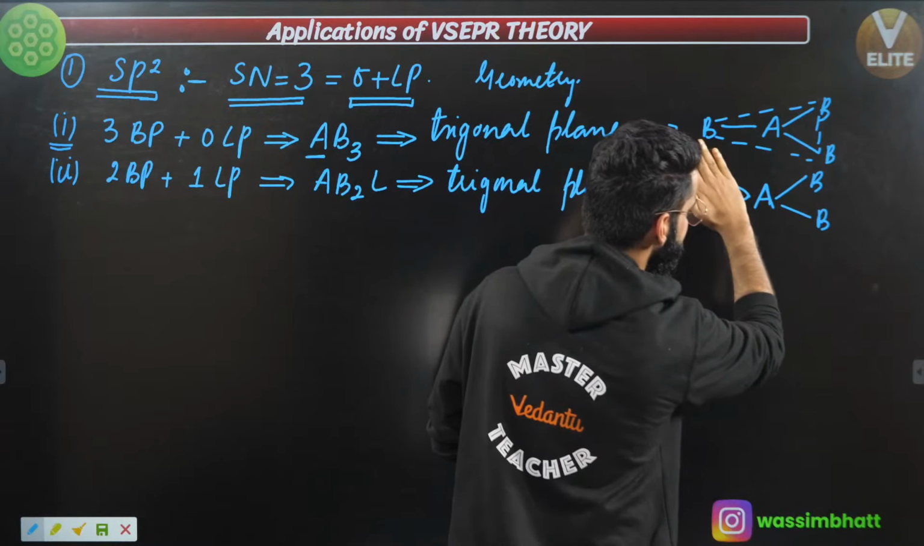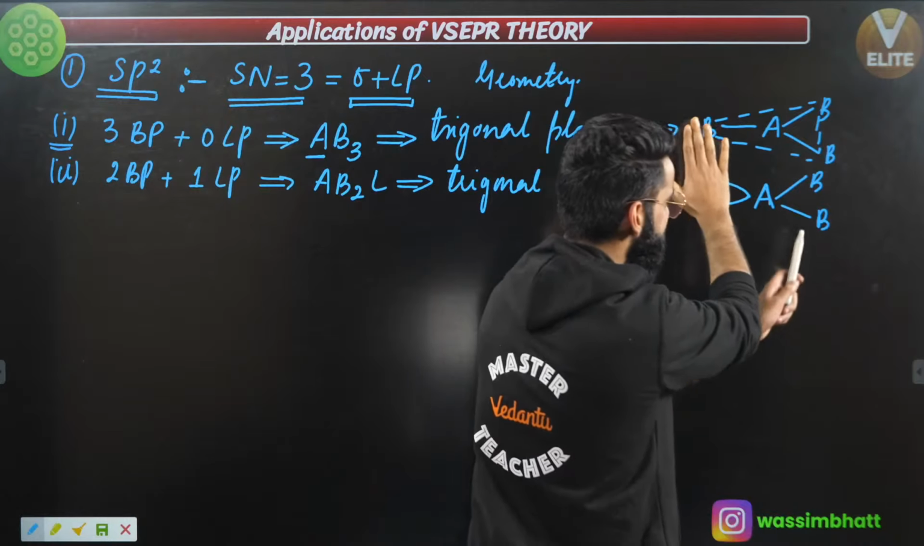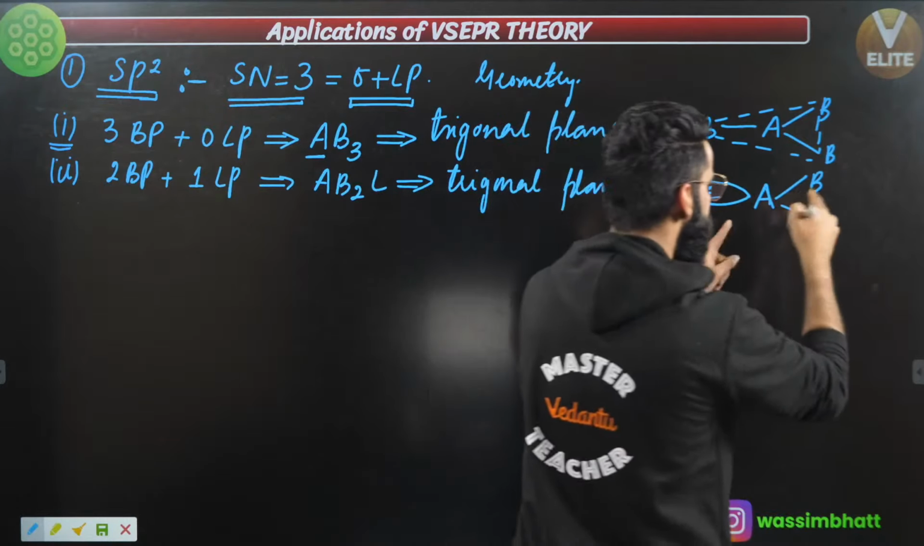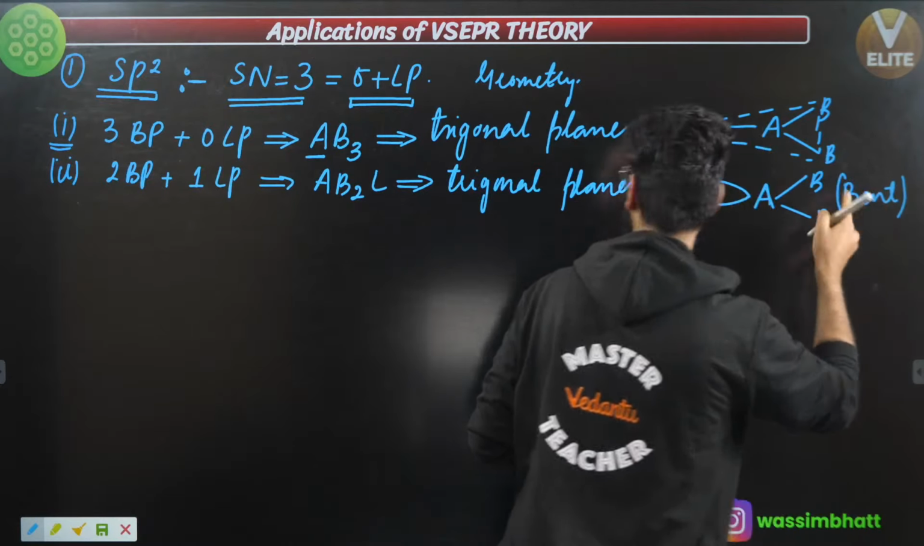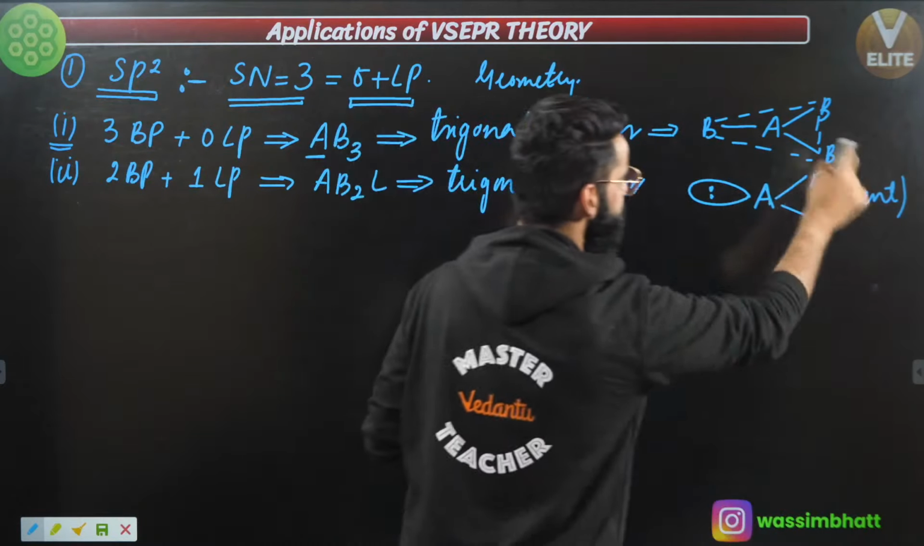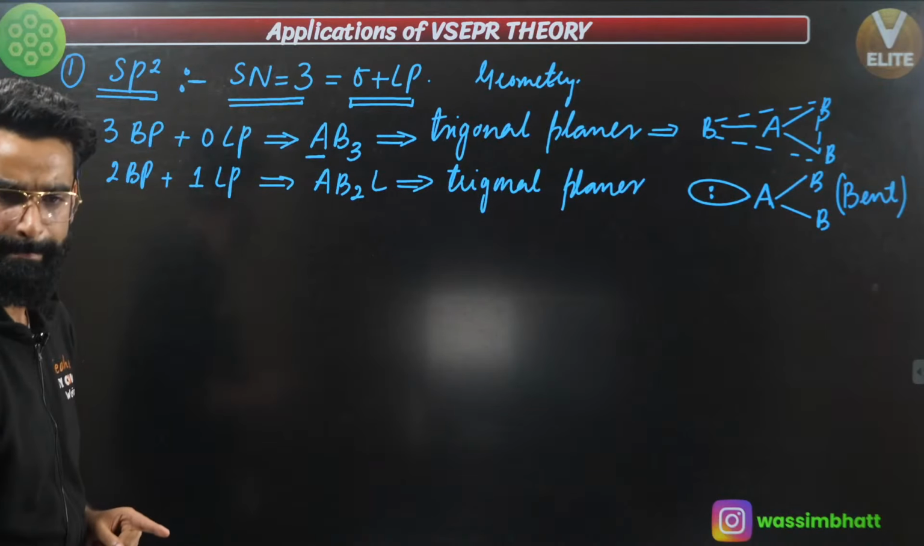Leave this lone pair aside. Can I say it looks a bent molecule? It actually looks like a bent molecule over here. So its actual shape is going to be bent. Its geometry is trigonal planar, but its actual shape is bent. I'm sure this is clear?